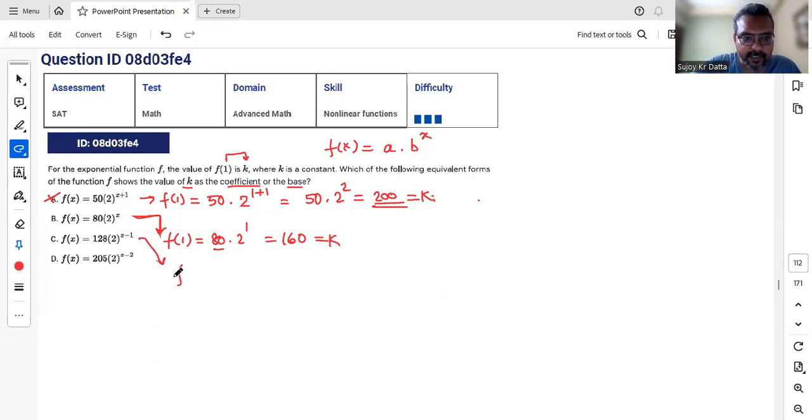Here, if I want to do f(1), I would get 128 times 2 to the power 1 minus 1. So that's 128, since 2 to the power 0 is 1. So it is 128, which is f(1), meaning this is k, right? Is 128, which is k, visible in the equation? Yes, 128 is visible as a coefficient. That's the correct answer. Okay. So this is what they were asking in this. So you have to read the question carefully and understand, and then answer.